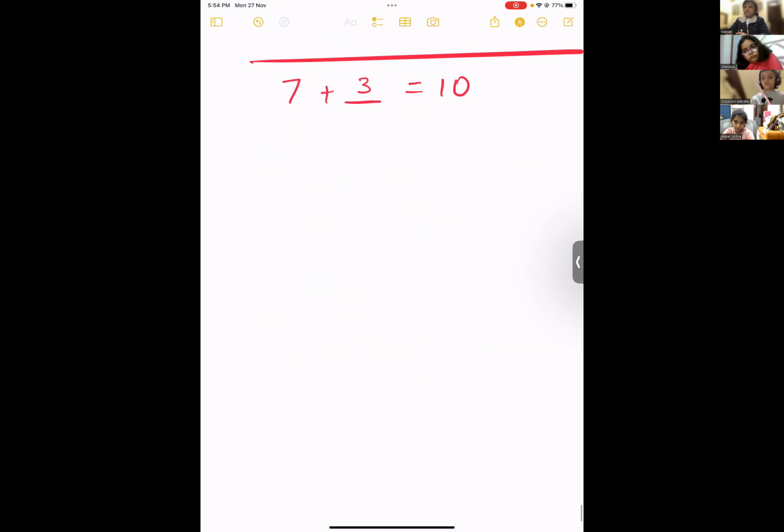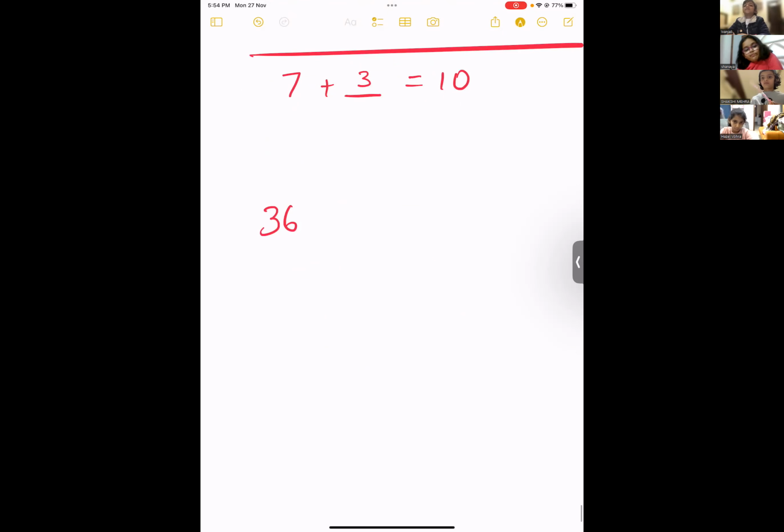Do you want to try again? Yes. Another question? Okay. I am on this number 36. I have to add 8 to it. What is the next whole ten after 36? 40. Okay. How much should I add to 36 to make a 40? 6 and what makes a 10?